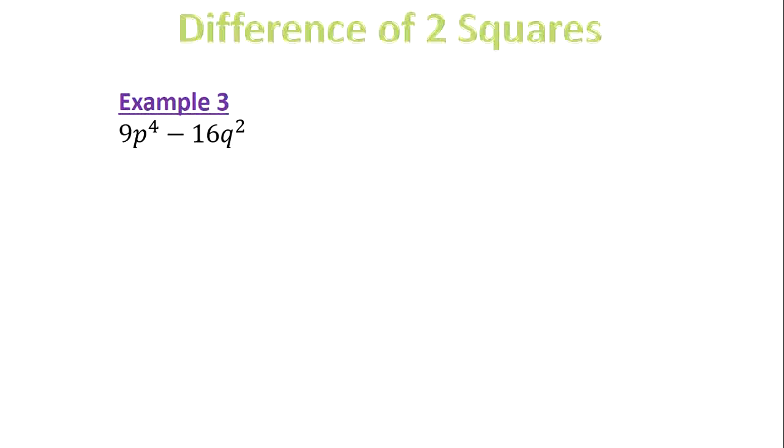Step number 1 and 2, write down your two brackets, a plus in one and a minus in the other one. Step number 3, we write the square root of 9p to the power of 4 in the first term in each bracket. So the square root of 9 is 3. The square root of p to the power of 4 is p squared, and so we write 3p squared and 3p squared.